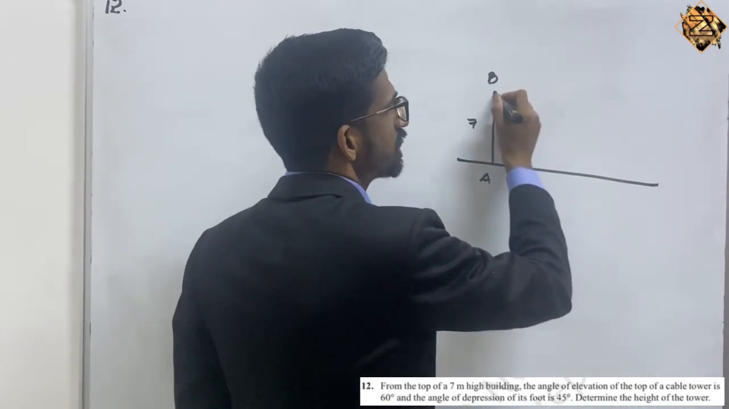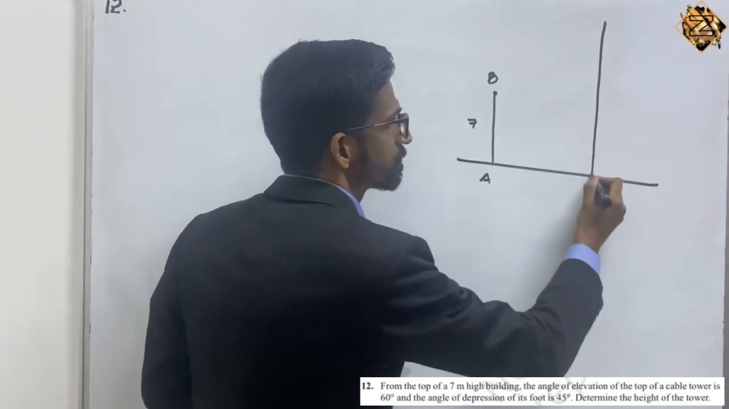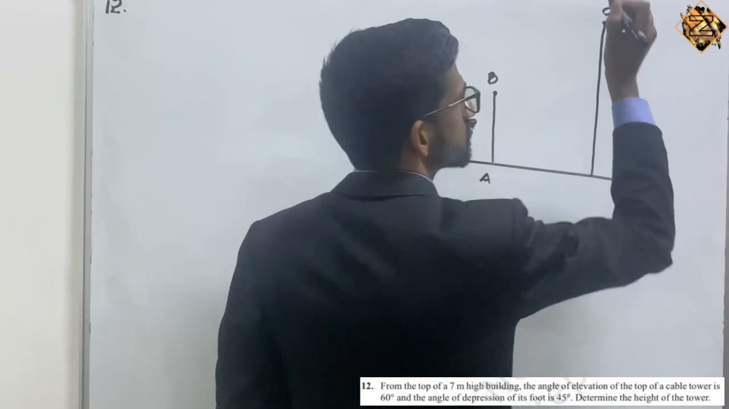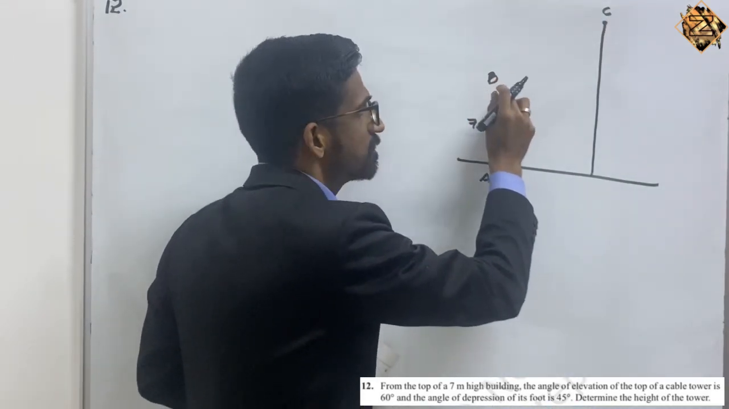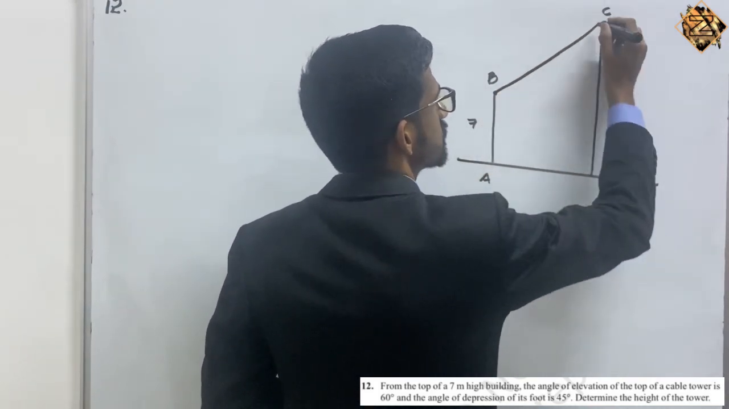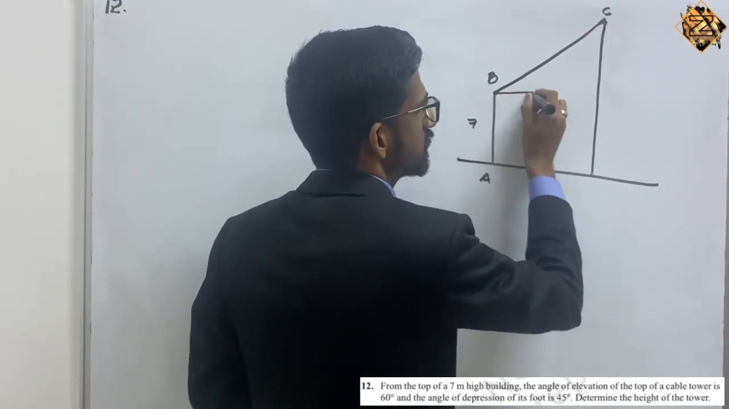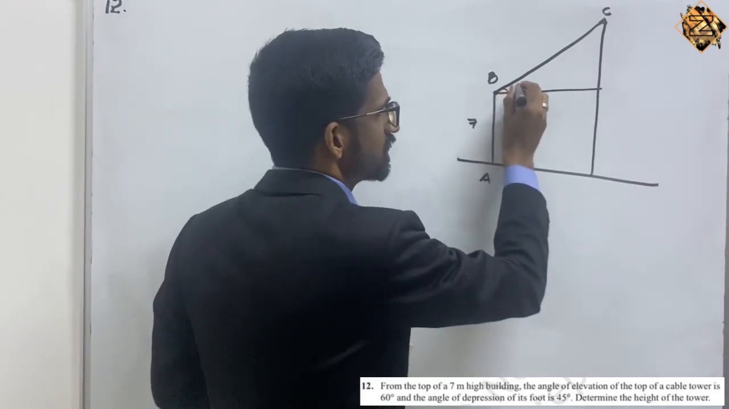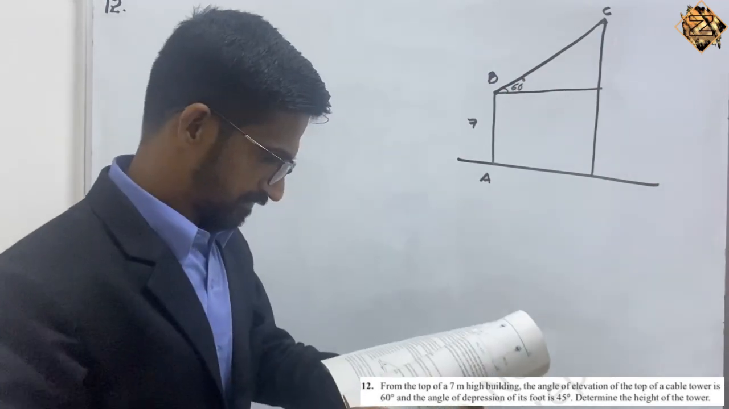Okay, so the angle of elevation of the top of the tower. So let's consider a tower. Let this be the tower. Let this be the point, top of the tower. The angle of elevation of the top of the tower from the top of the building is 60 degree. So we will draw a line horizontal to here. So this is what the angle of elevation is, 60 degree.